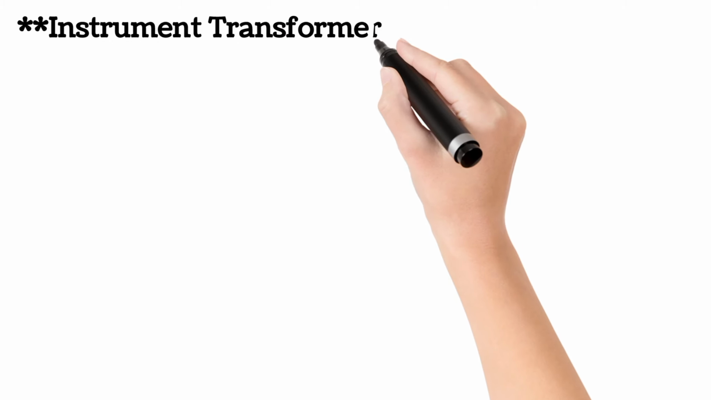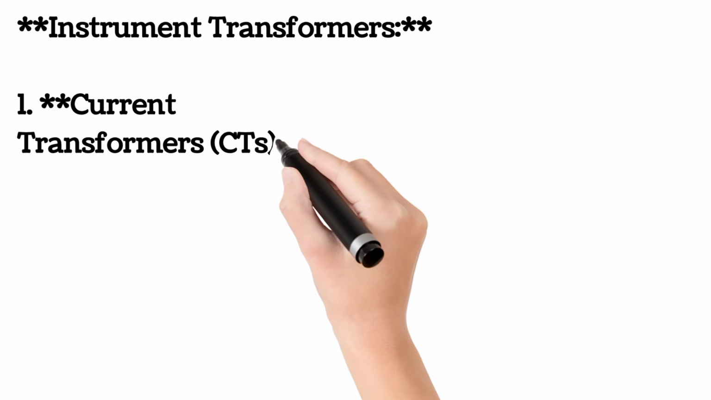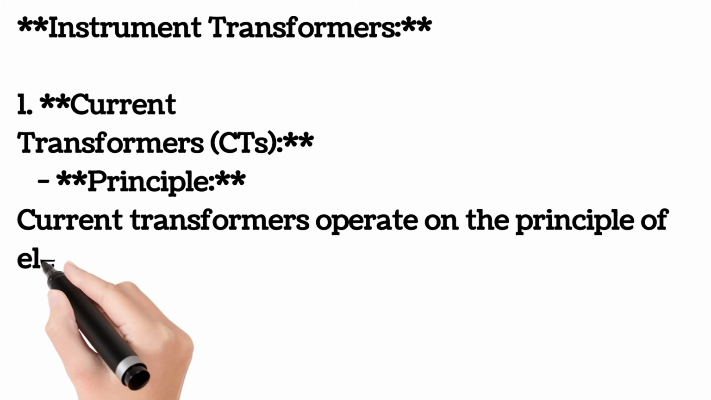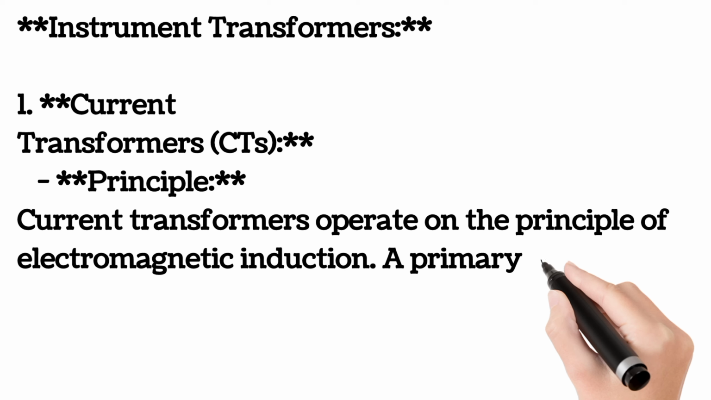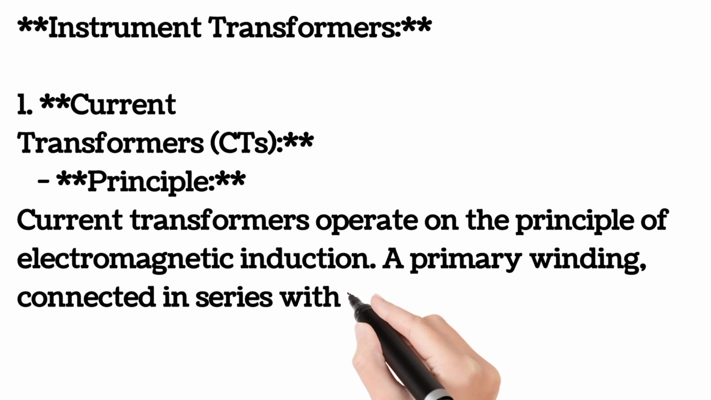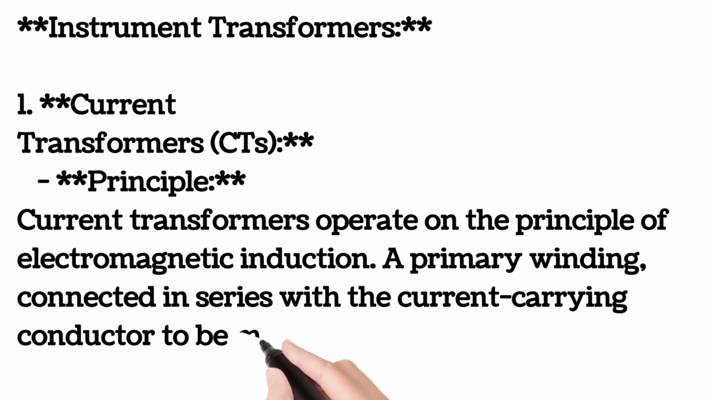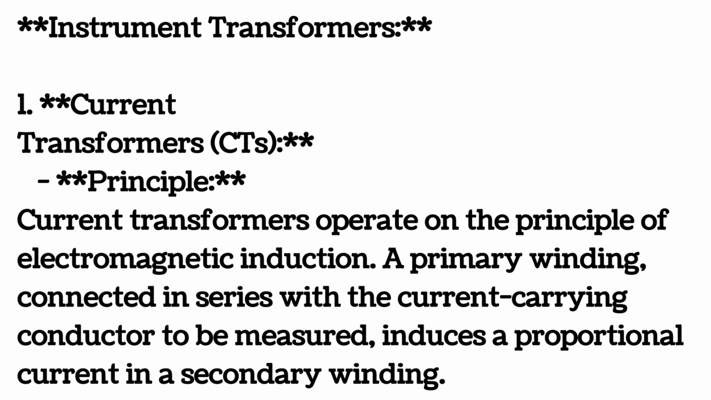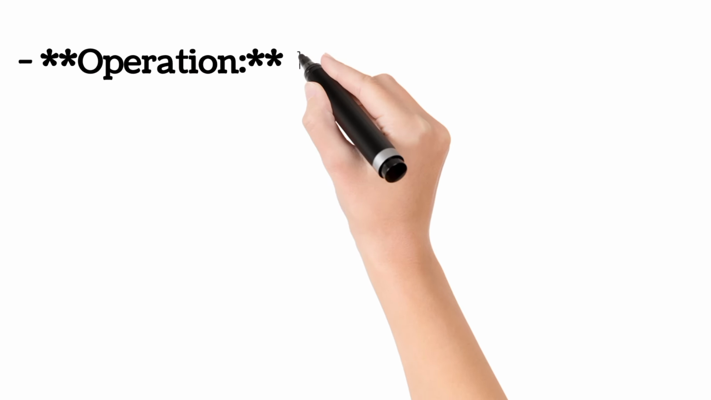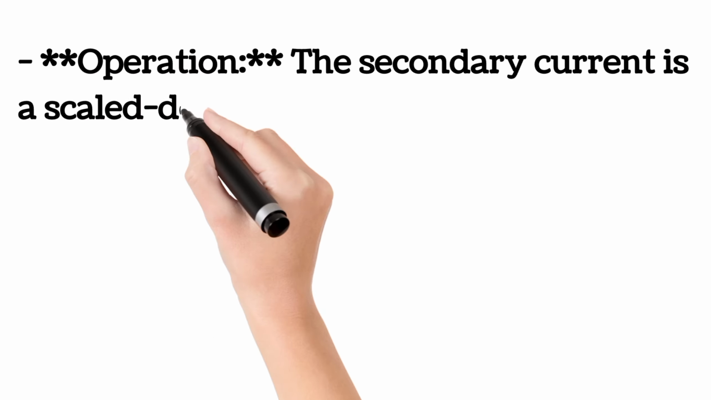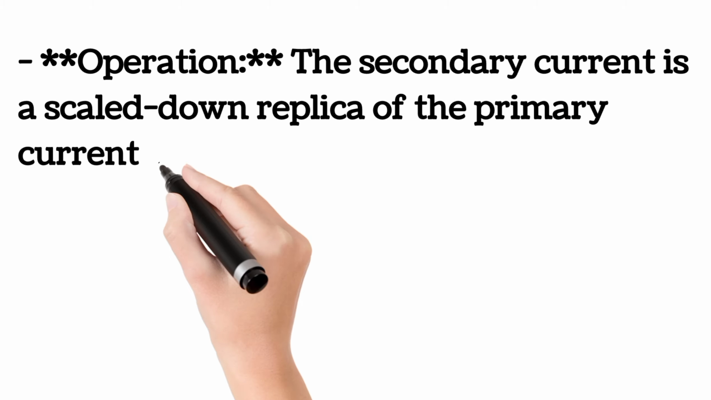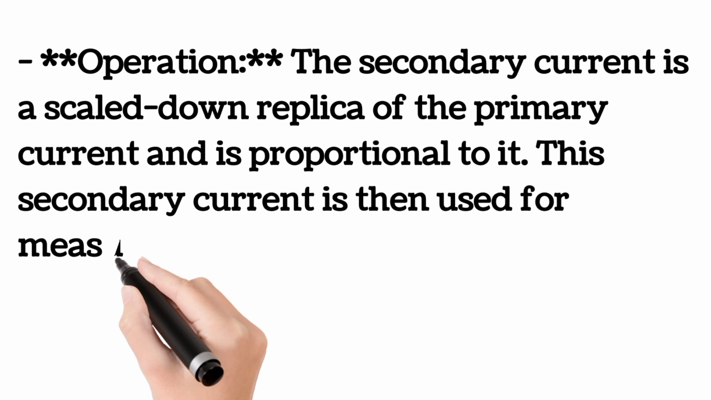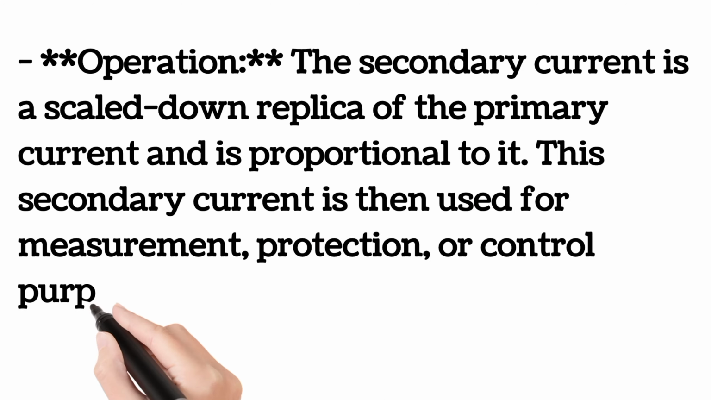Instrument transformers. 1. Current transformers, CTs. Principle. Current transformers operate on the principle of electromagnetic induction. A primary winding, connected in series with the current-carrying conductor to be measured, induces a proportional current in a secondary winding. Operation. The secondary current is a scaled-down replica of the primary current and is proportional to it. This secondary current is then used for measurement, protection, or control purposes.